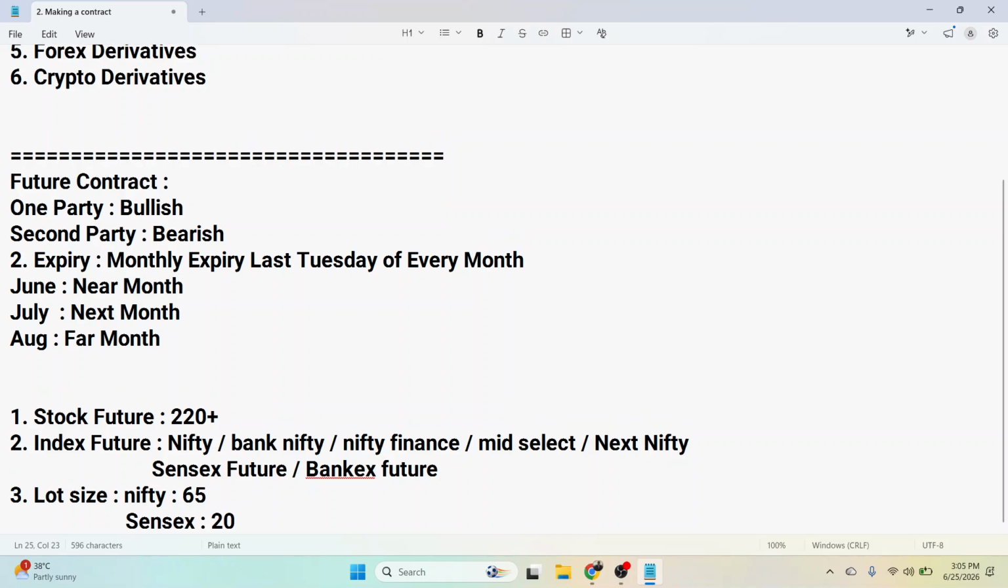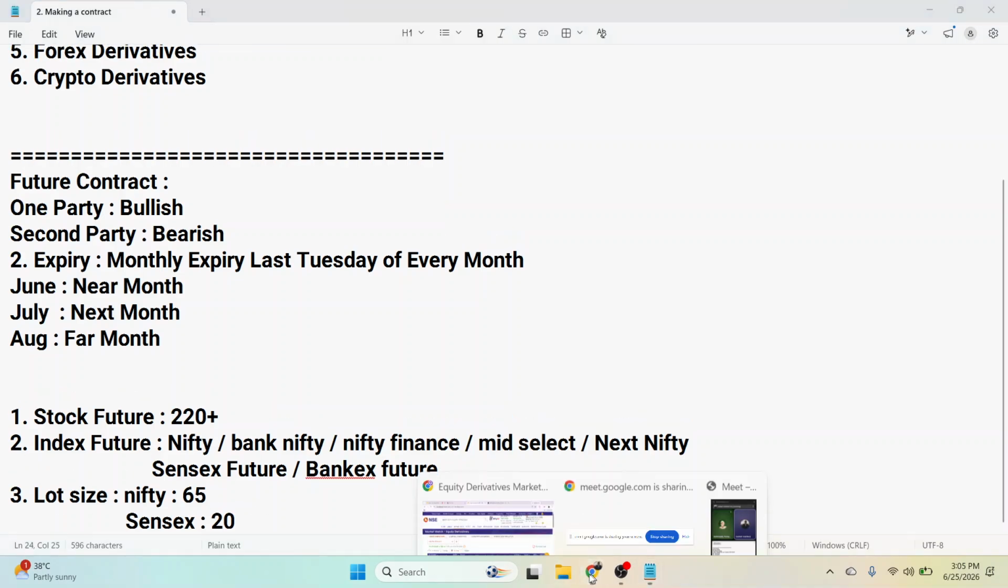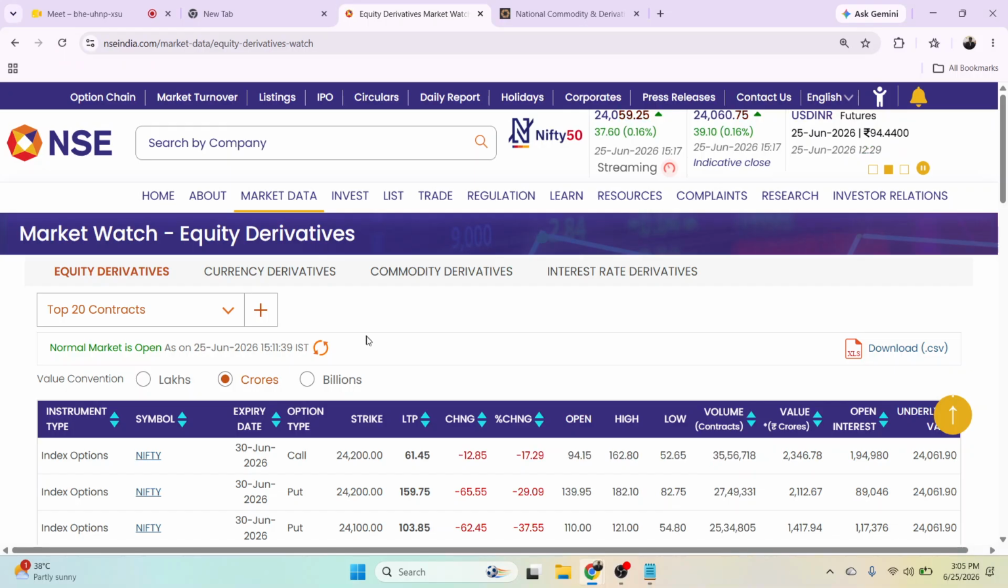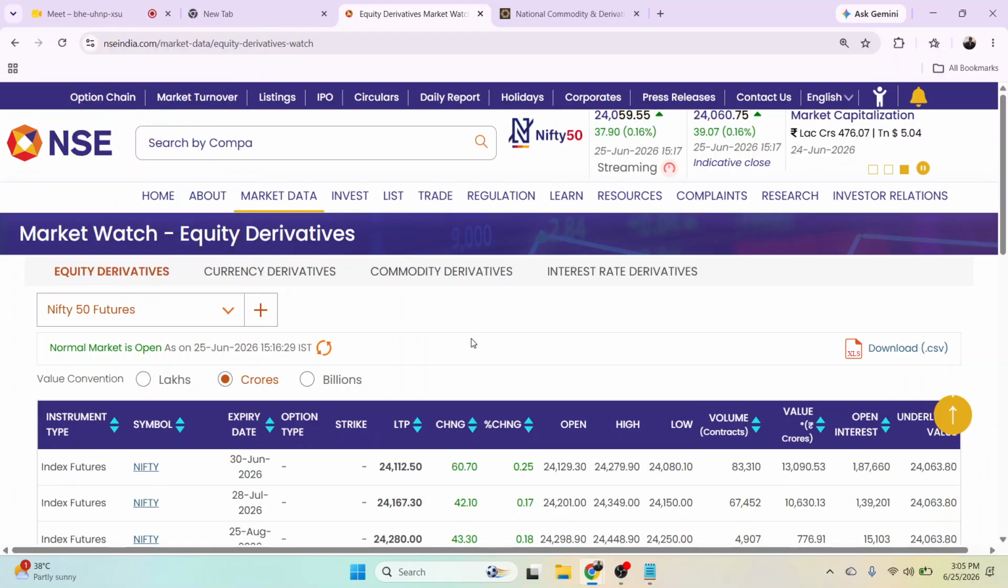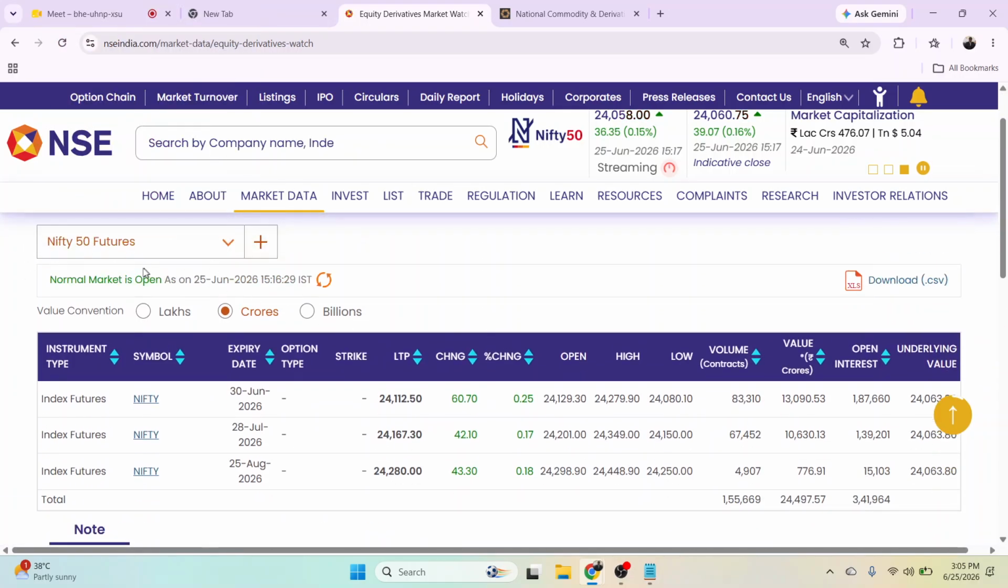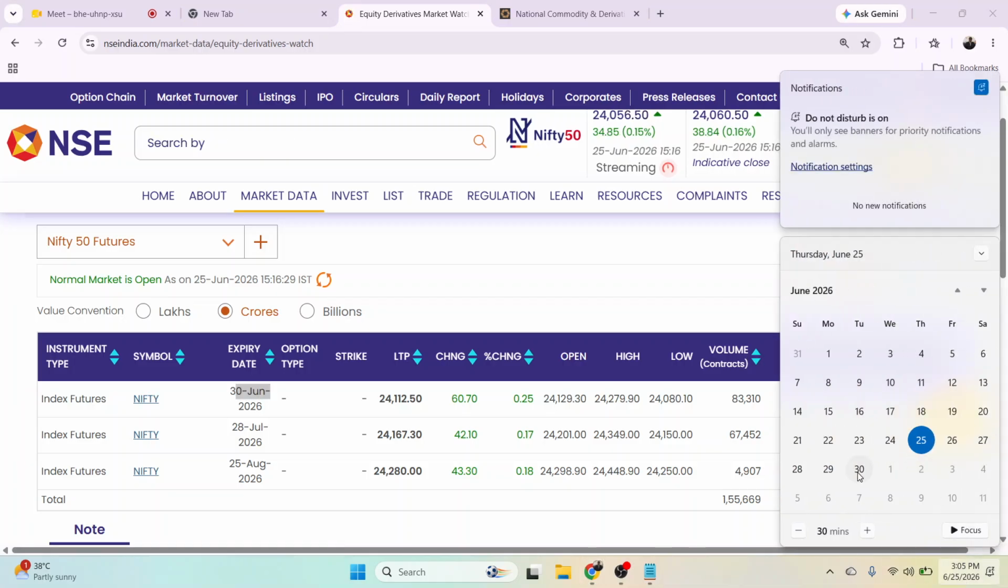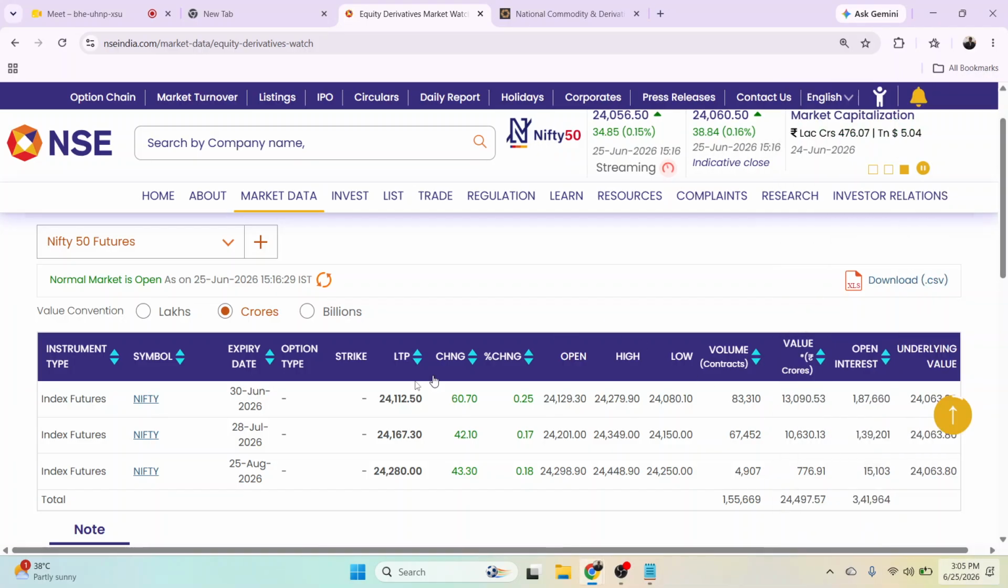Here you can see the different kinds of future contracts. Now we can go for Nifty future. If you click here on the NSE website, you can see the contracts available for Nifty: the 30th June, which is the current month expiry, the last Tuesday, and in the same way 28 July and 25th August.